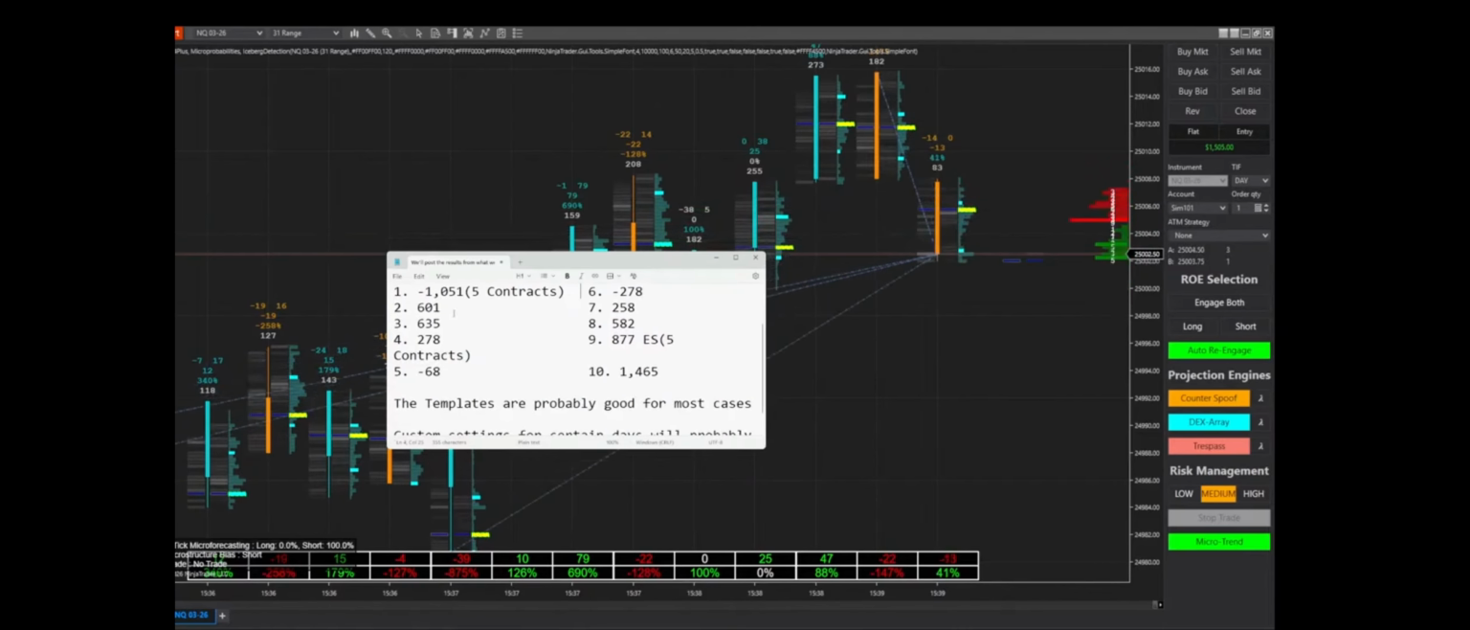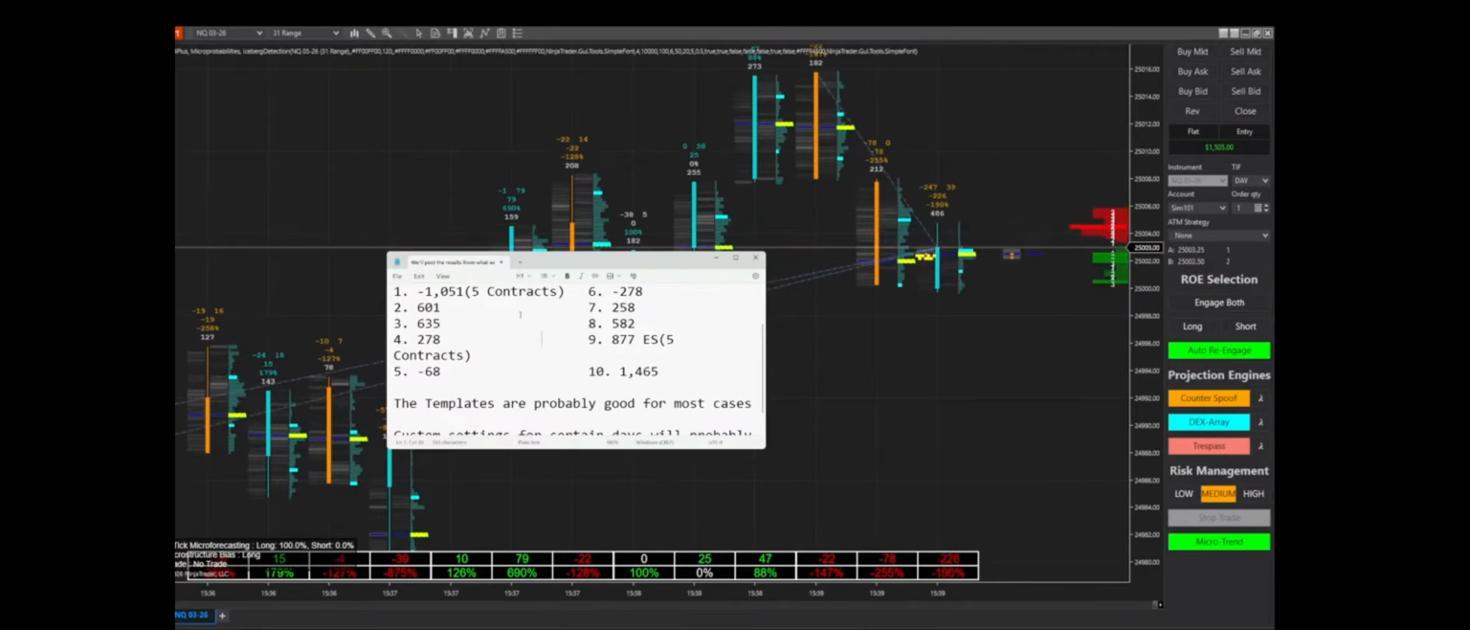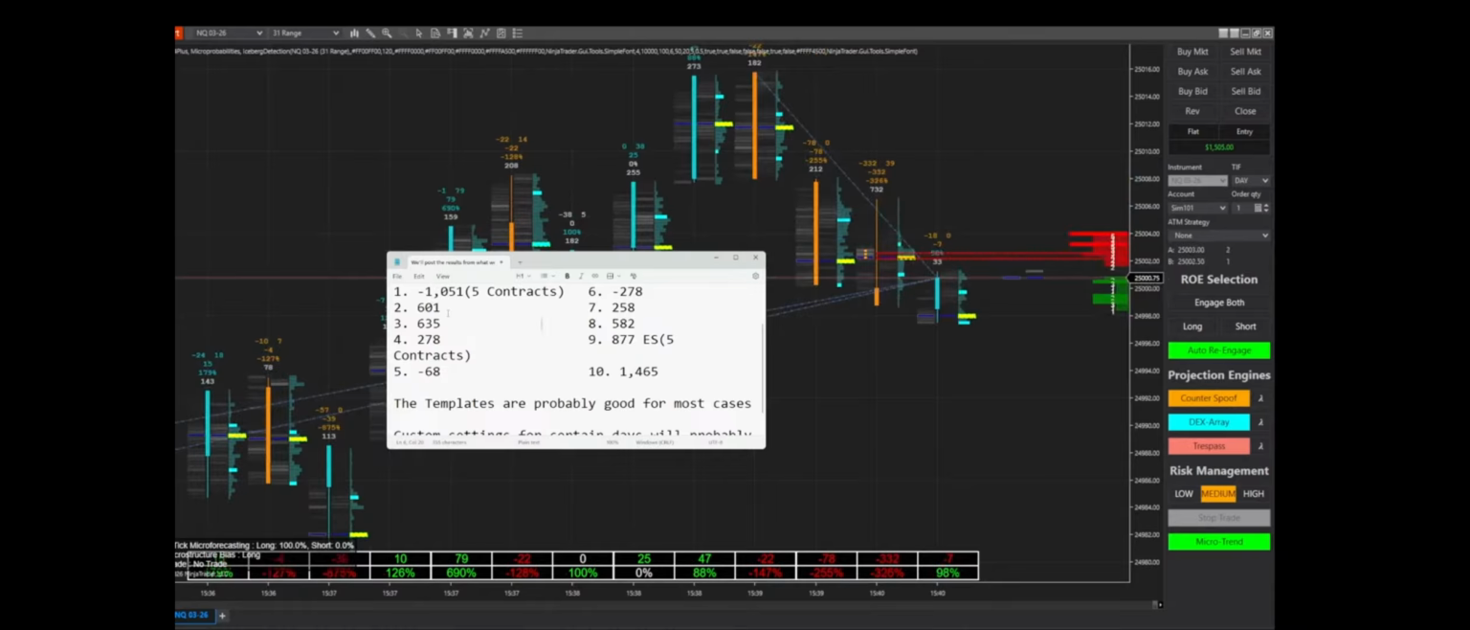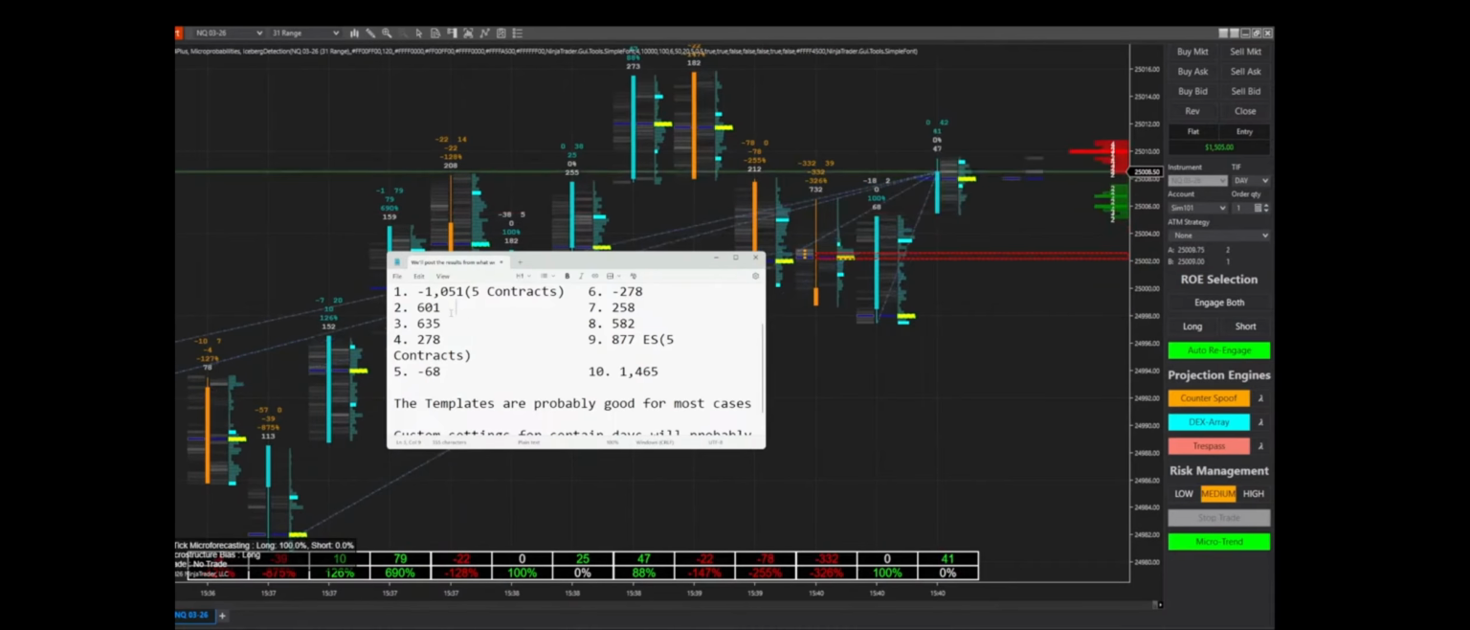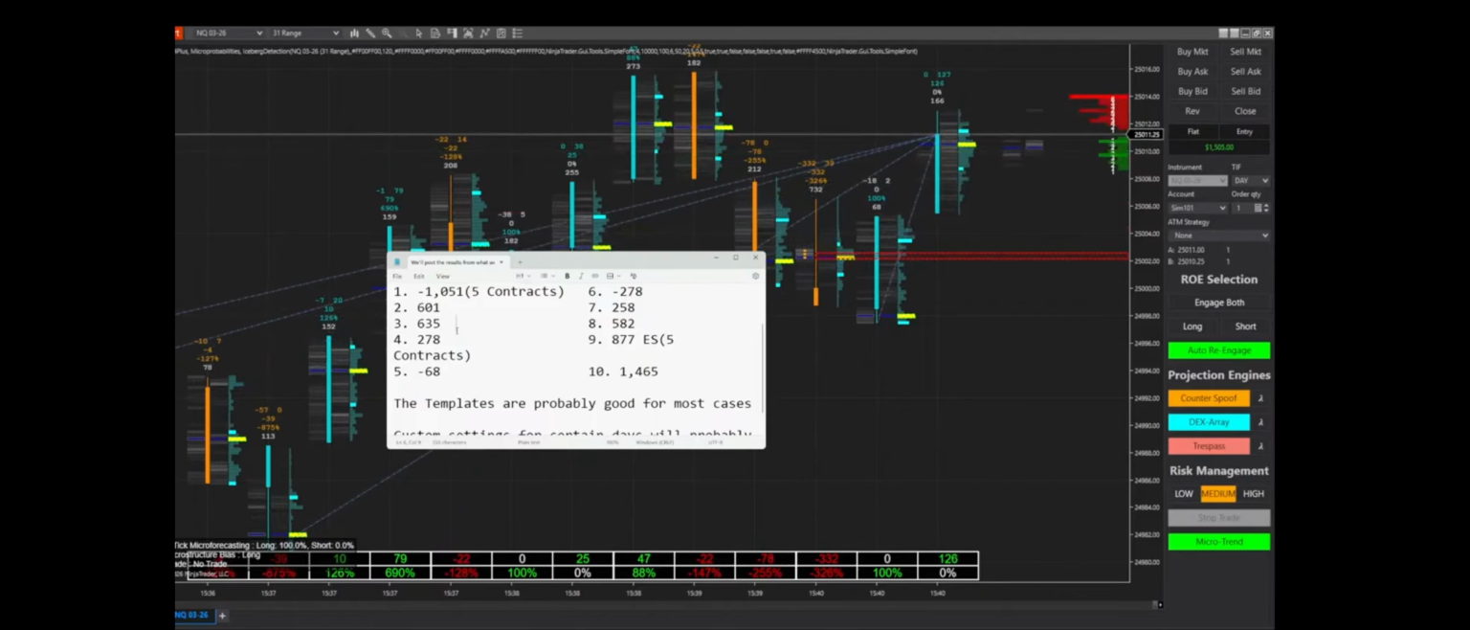First day we lost $1,000. Let's just kind of get into it. I didn't know what time to trade, but we just got on, and I forgot to lower the contracts to 3 contracts. Everything else is 2 to 4 contracts. But this is 5 contracts, and we lost $1,000 pretty quick. But going on to the next day, we got it back, 601. Day 3, 635 after fees. Day 4, 278. Day 5, we lost 68, so kind of break even for this one.